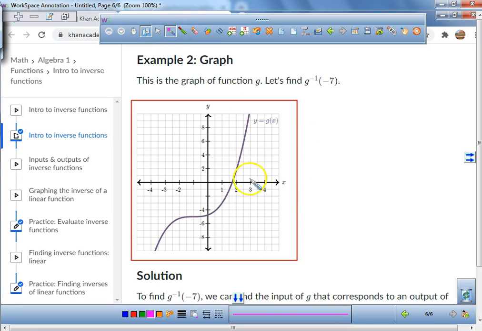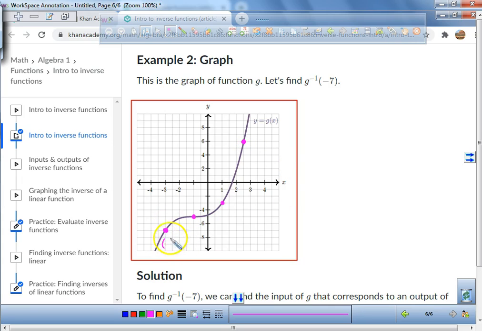I'm going to put some different points here, though. I'm going to put a point right there on this graph. A point right there, and right there. And then I think I'll put a point right there on the graph. So I'm going to write some ordered pairs. Looks like we're at a -3, -7. We are at a -1, -5. This is at a 1 and a -3. And then I'm saying this is at a 3 and a 6.